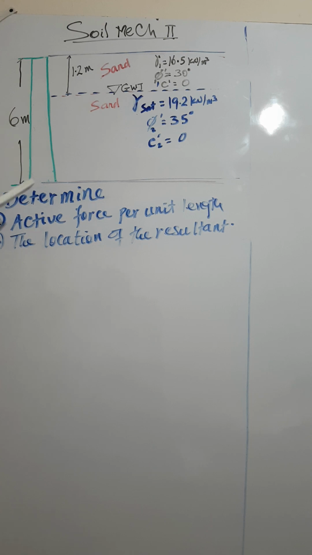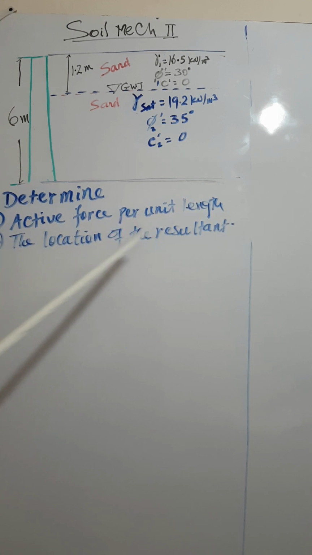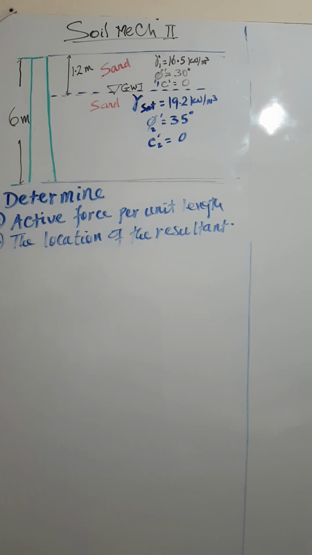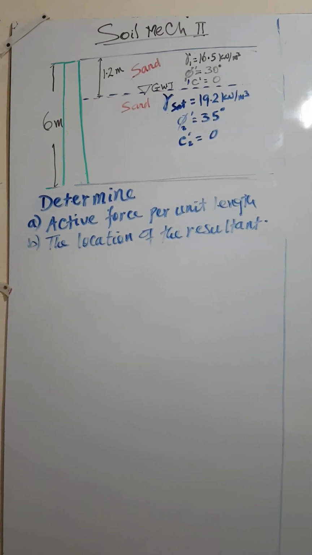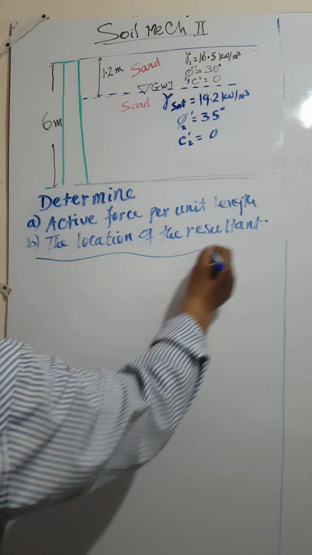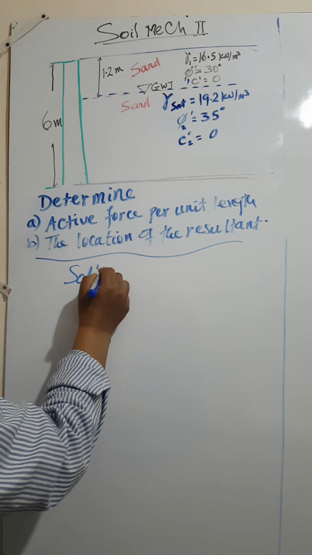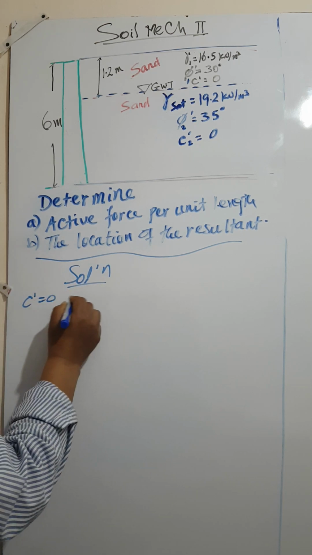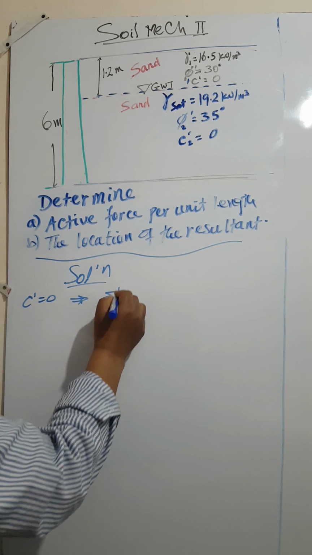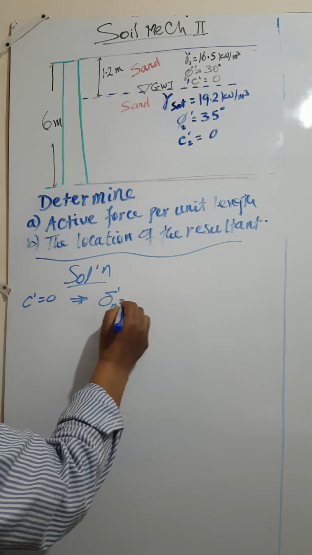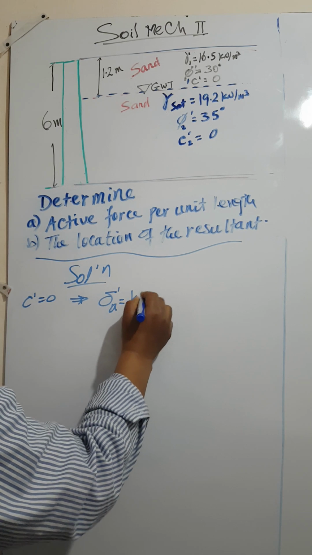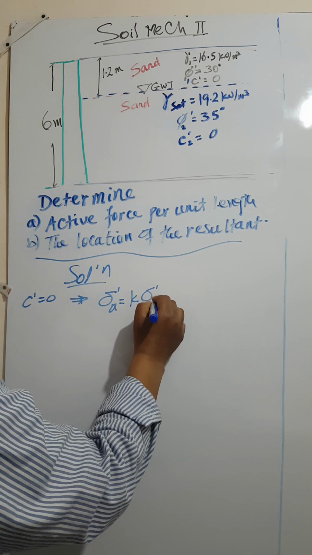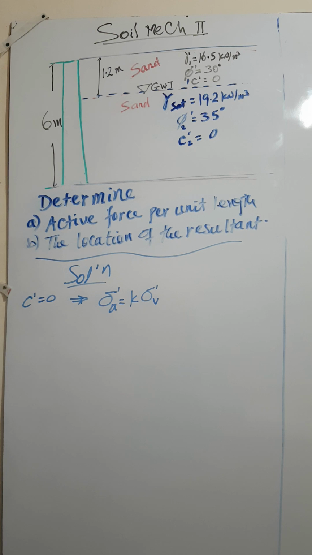Then determine active force per unit length. Then the location of the resultant. These are what we are asked to determine. So as we know, if C prime is 0, this implies that the active stress is equal to K times the vertical burden, the effective vertical burden.